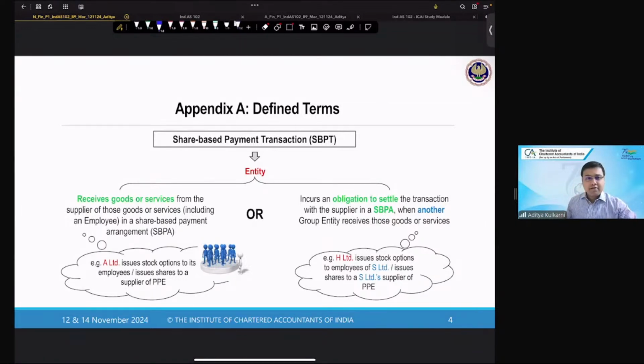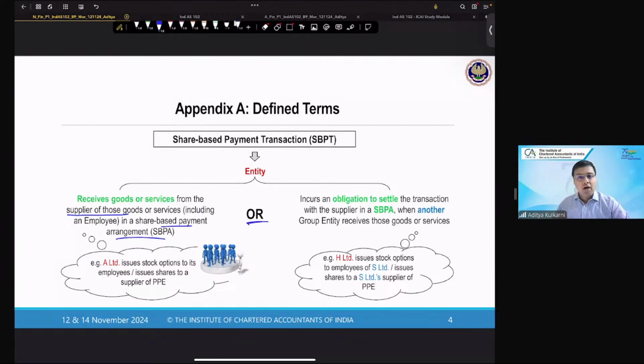Okay. So what is a share-based payment transaction? The entity receives goods or services from the supplier of those goods or services, which includes an employee. Does the employee provide services? Answer is yes. It is part of the employment contract where he is expected to deliver certain services, and in return, payment will be made to him. So the entity receives the goods or services in a share-based payment arrangement.